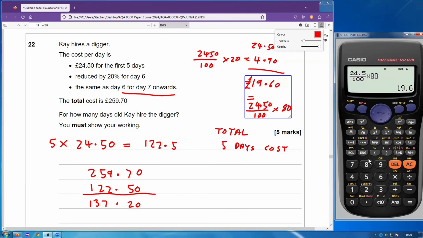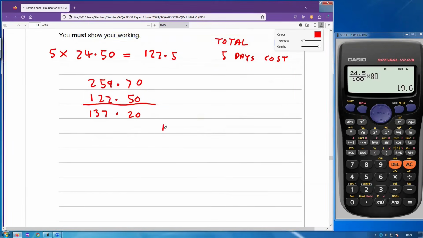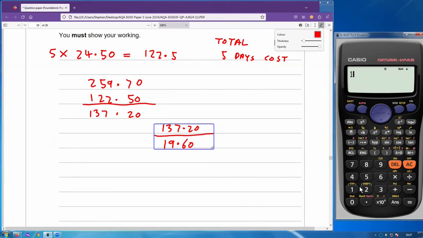£19.60. And of course, if you really get used to percentages, you can realise you can just times the whole thing by 0.8 rather than divide by 100, then times 80. But let's not overcomplicate it. So now we take the £137.20 divided by £19.60. And I know I repeat myself, but if you get used to doing fractions rather than the division sign here, you get very used to the fact that a fraction is a division.